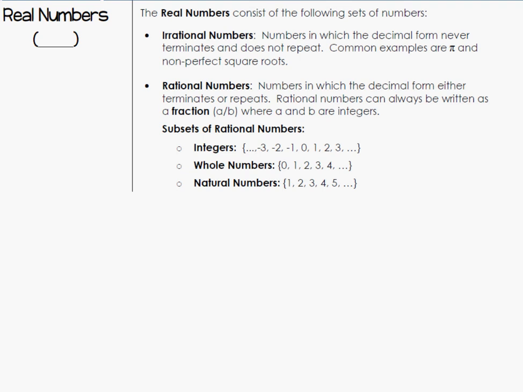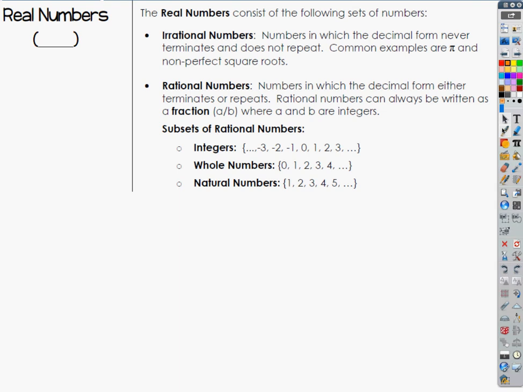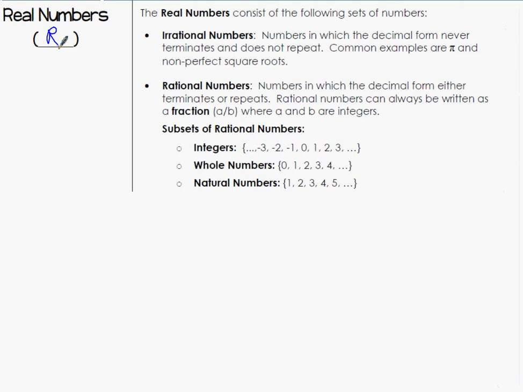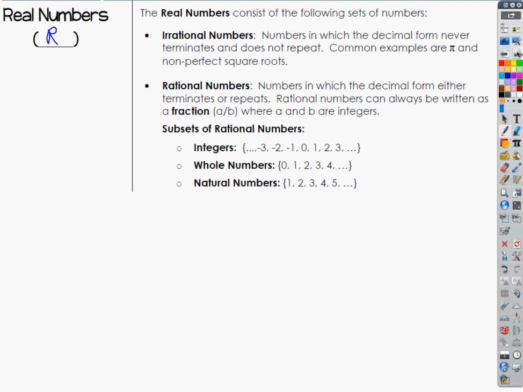Let's fill in some blanks here. So real numbers. In our notes, we're going to write real numbers as a capital R. That stands for real numbers. Real numbers are broken down into these subsets we've talked about, the irrational numbers and the rational numbers that can get broken down further. Okay, let's assign symbols to all those.